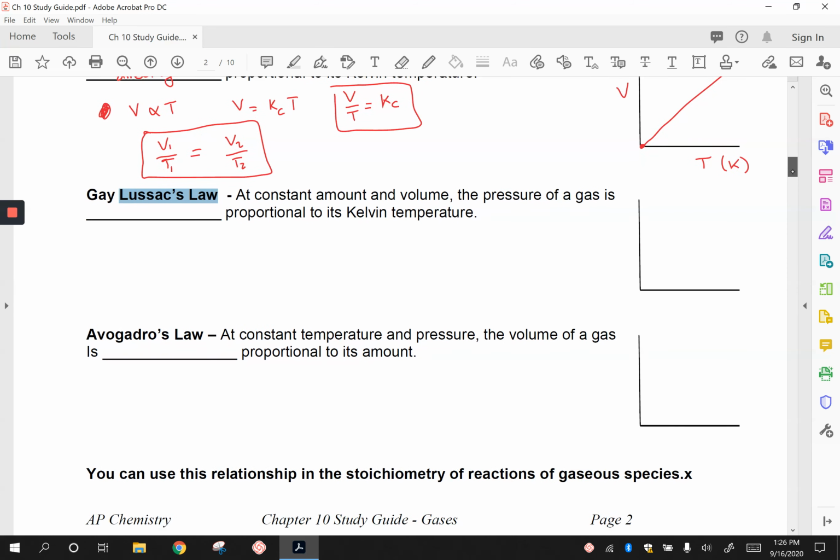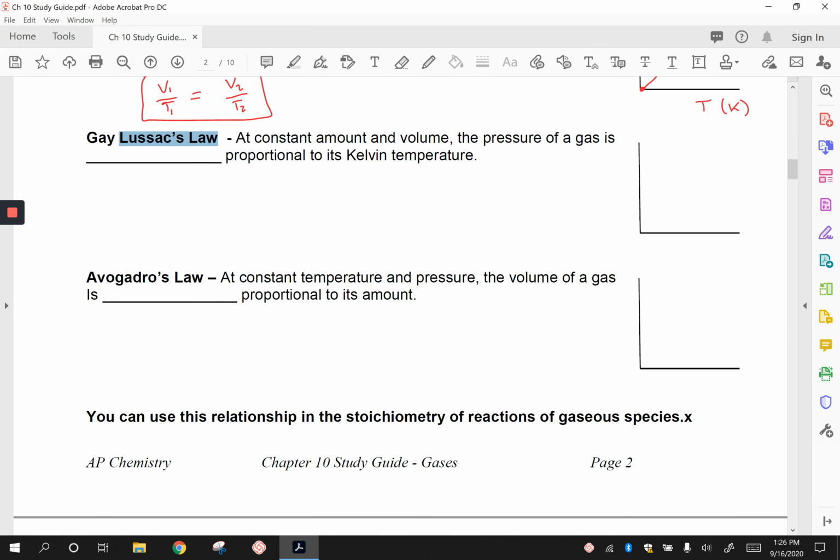Gay-Lussac's law is next. Remember that one we did last year as the can crush demo? So at constant amount and volume, the pressure of a gas is directly related to its temperature. If you increase the temperature, that means particles are moving faster, so they're going to collide more, as long as you're holding the volume constant.